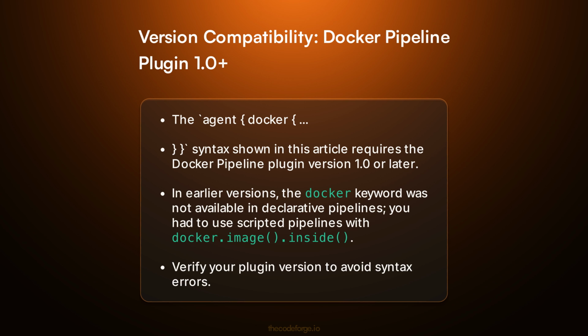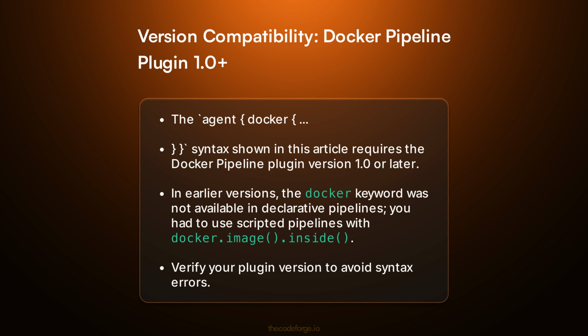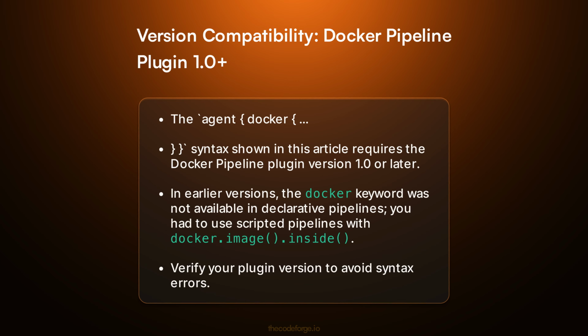The agent docker syntax shown in this article requires the Docker pipeline plugin version 1 or later. In earlier versions, the docker keyword was not available in declarative pipelines. You had to use scripted pipelines with docker.image().inside. Verify your plugin version to avoid syntax errors.